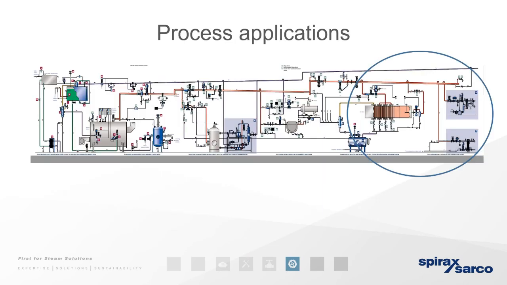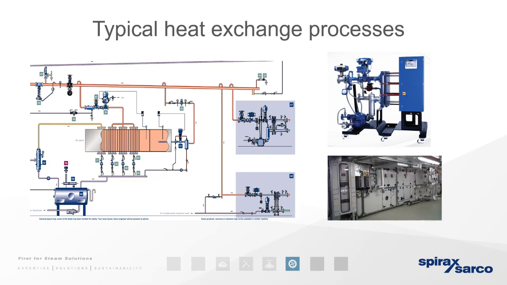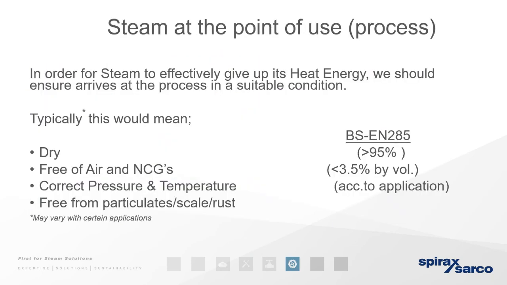I think I look at the process application, so you can see that it is important to ensure that the steam arrives at the process in the best possible condition, at the right pressure, at the right temperature and at the right volume. Processes where steam is used can vary from air handling units, plate heat exchangers, sterilizers, pasteurizers, and jacketed vessels, just to name a few. So steam at point of use is required at the right pressure and temperature, as I've just rightfully said. In order for steam to be effective, to give up its heat energy, we should ensure that it arrives at the process in a suitable condition.